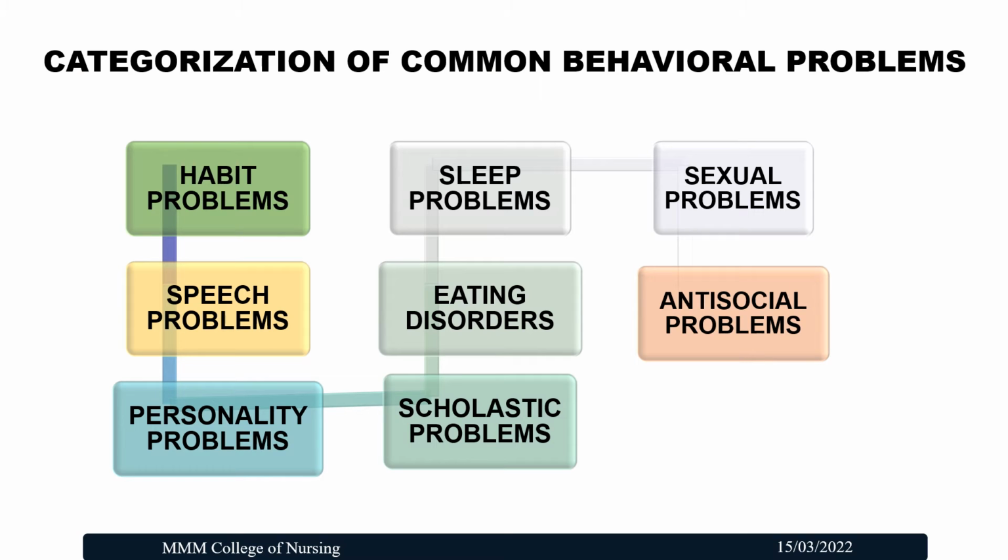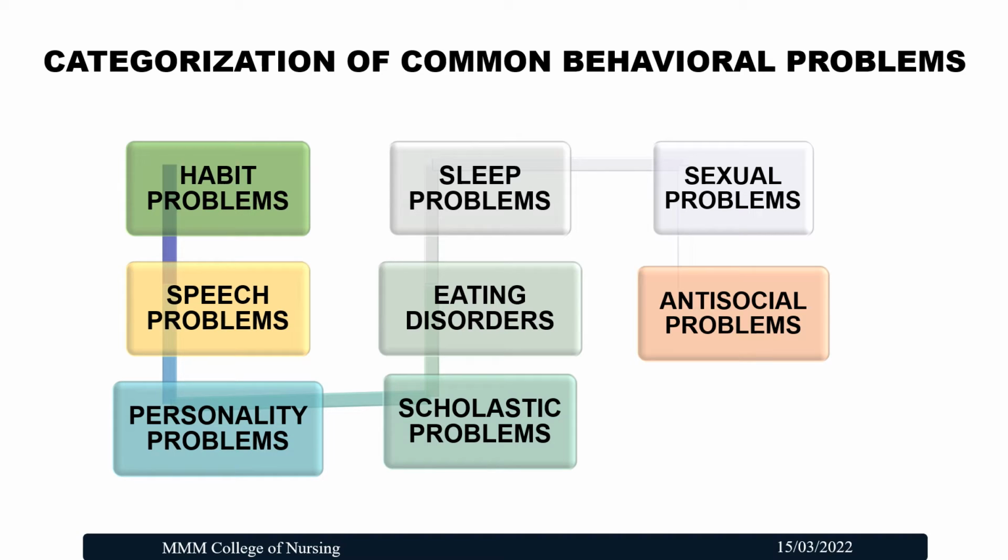Here we are going to see the categorization of common behavioral problems in children. It is classified into 8 divisions. First is habit problems. Examples of habit problems are thumb sucking, nail biting, and pica, which means eating unwanted things. The next one is speech problems. Examples of this condition are stuttering, also called stammering, delayed speech and cluttering. Next is about personality problems, with conditions like somnambulism, nightmares and sleep talking.